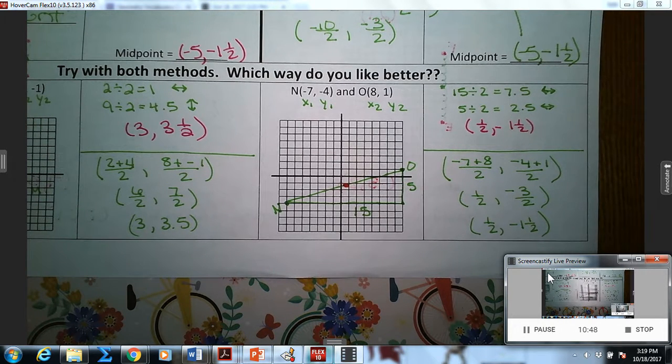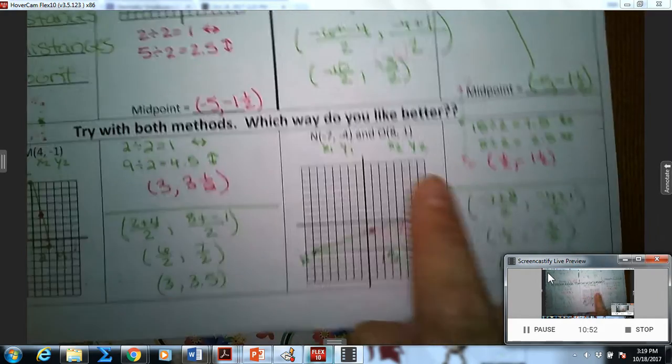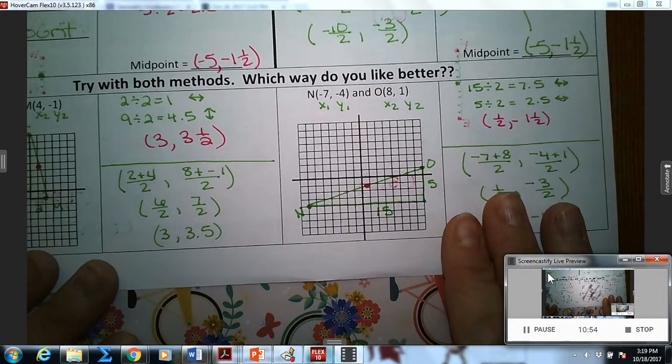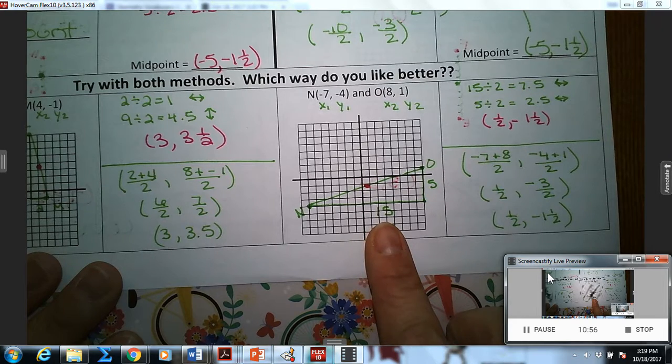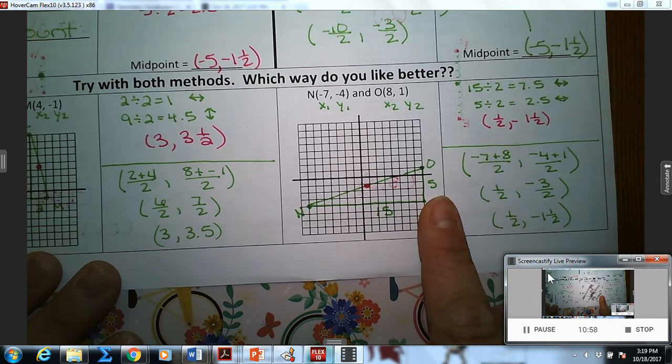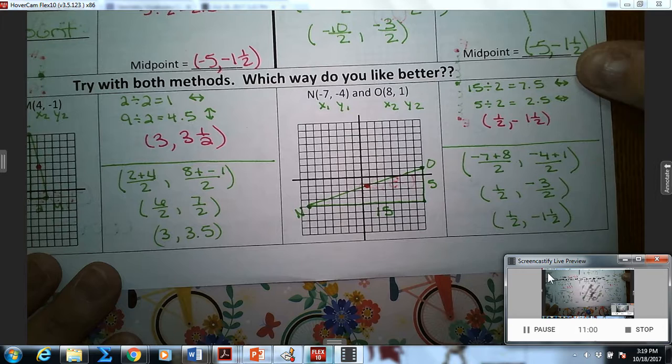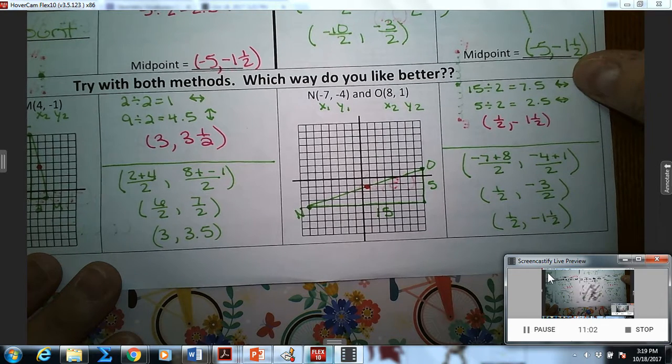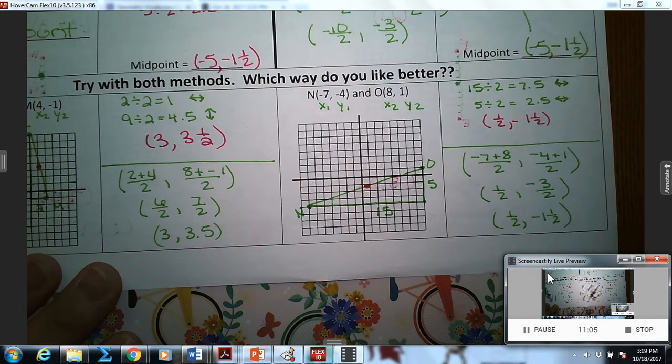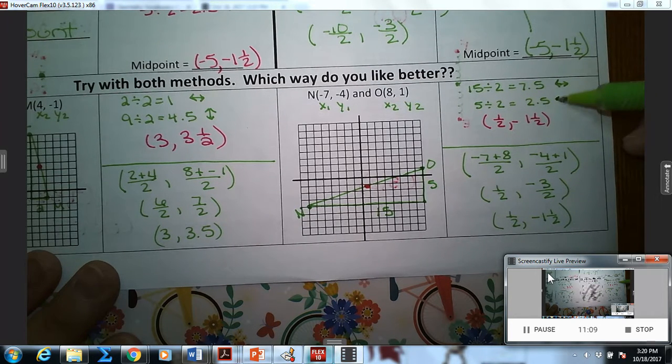All right, everybody, here I'm showing my work both ways. I plotted my points, counted a horizontal distance of 15 and a vertical distance of 5. If we take 15 and cut it in half, that's 7.5. And if we cut 5 in half, that's 2.5. So I've got a horizontal distance of 7.5 and a vertical distance of 2.5.